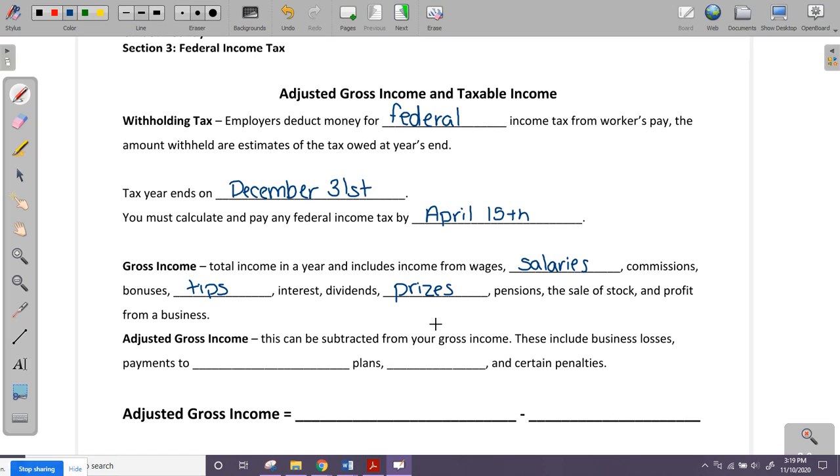Adjusted gross income: these are adjustments that can be subtracted from your gross income. These include business losses, payments to retirement plans, alimony, and other certain penalties. So your adjusted gross income is your gross income subtracted by any adjustments.